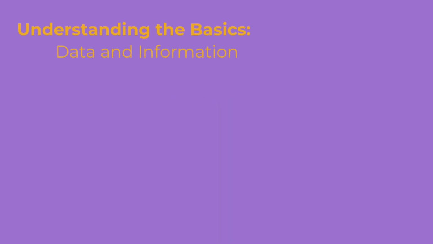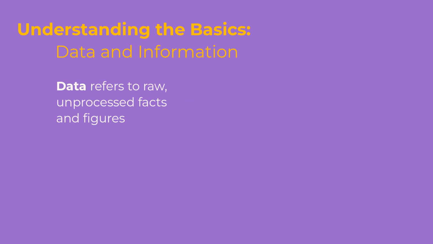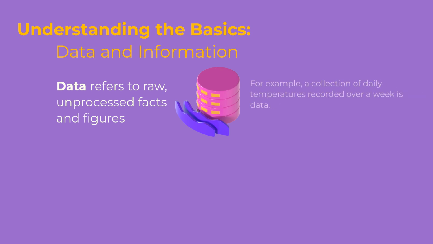At the heart of ICT are two foundational concepts: data and information. These terms may seem interchangeable, but they have distinct meanings. Data refers to raw, unprocessed facts and figures. It could be anything from a list of numbers to text entries in a spreadsheet. For example, a collection of daily temperatures recorded over a week is data.